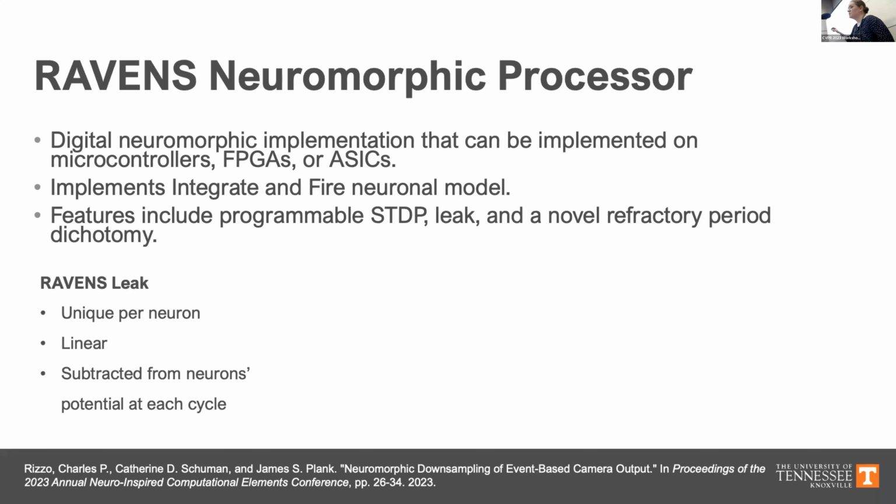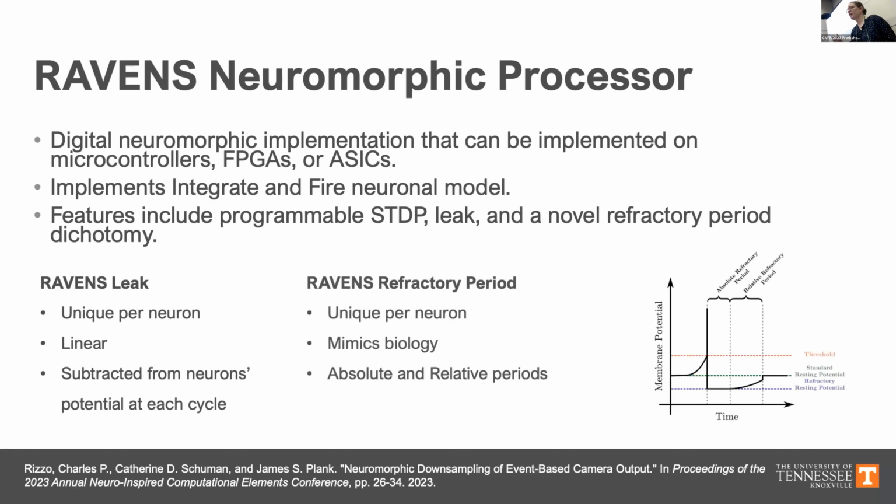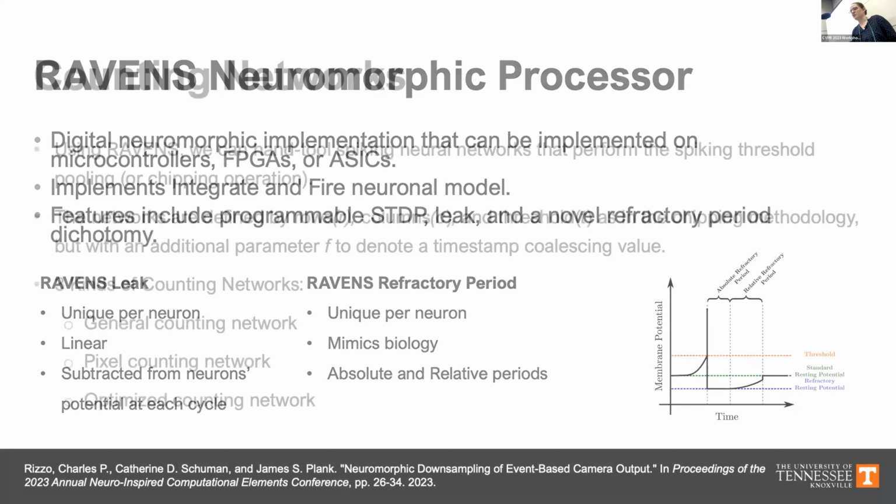So the way the leak works, you can set that per neuron in the hardware. It's linear leak, so very simple, subtracted from the neuron's potential at each cycle. The refractory period is inspired by biological neurons' refractory periods and is programmable as well at the neuron level, and has both absolute and relative refractory periods. So the absolute refractory period, it cannot accumulate any charge or change the potential during the absolute refractory period, which is the key feature that we're going to leverage here.